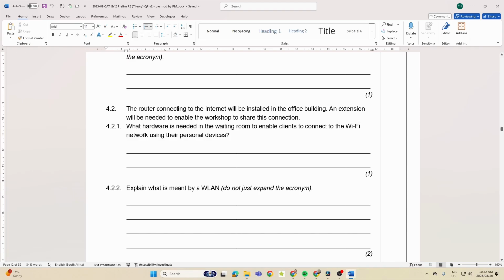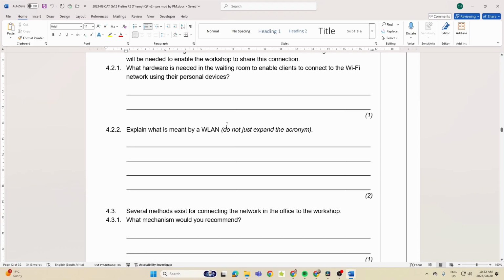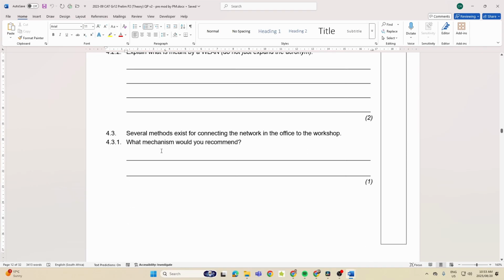And please, these are access points. Okay. Your WLAN, what does that mean? It means it's a wireless local area network. Now, have I explained? No, I haven't quite explained. You can indicate that acronym, wireless local area network. But what does it do? It allows devices in the network to connect wirelessly. Right?